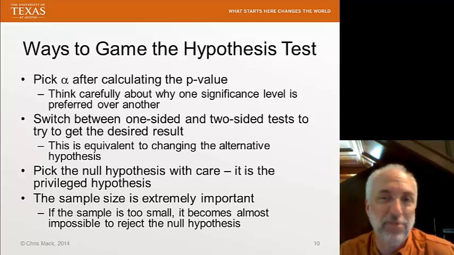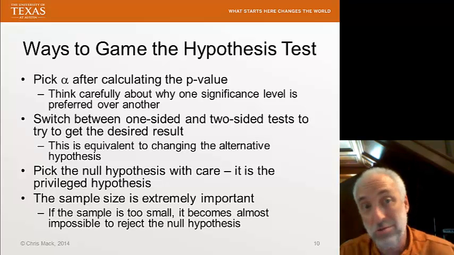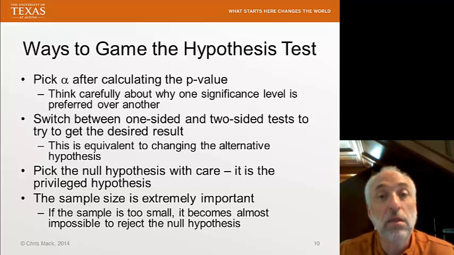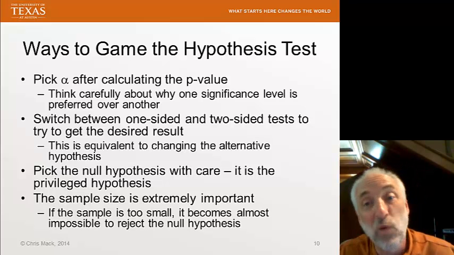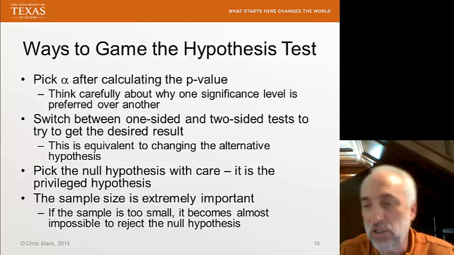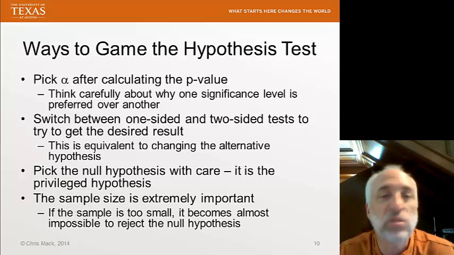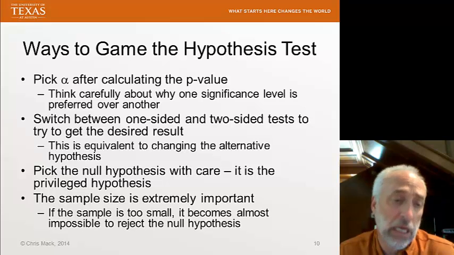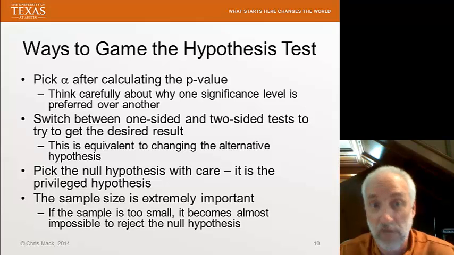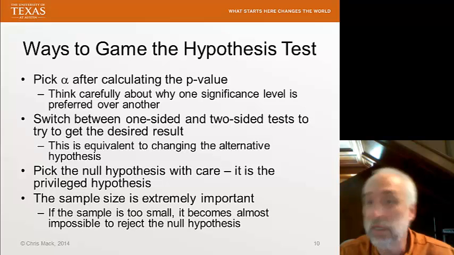If you wait until after you find your p-value, then you pick the alpha to get the conclusion you want, well, what have you learned there? Probably not a whole lot. Therefore, it's important to think carefully about why one significance level is preferred over another. We have many branches of science. The medical community is a perfect example where we almost always pick alpha of 0.05. I have no idea why. I don't think even the scientists who use alpha of 0.05 know why. It's just what everyone seems to do. It may not be the best in certain circumstances.